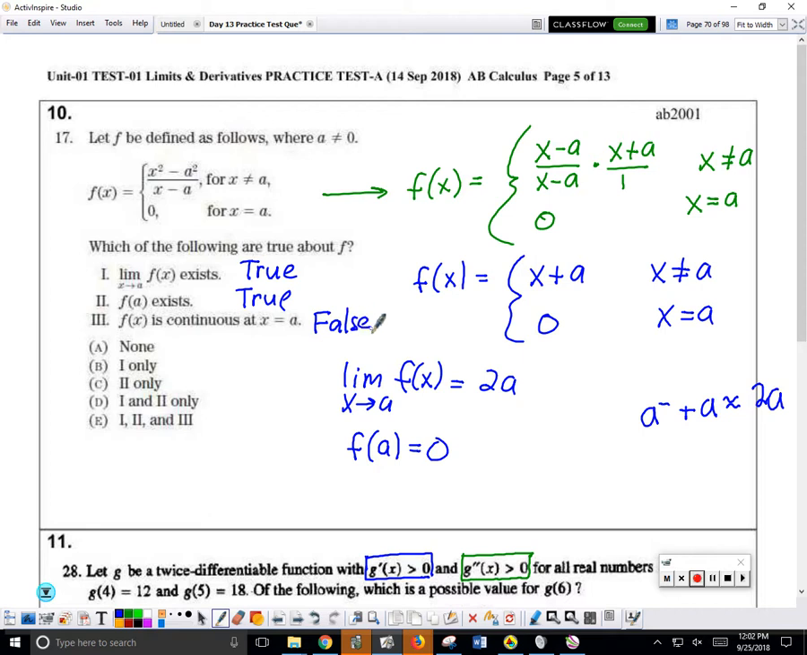But if it wasn't saying the function equals 0 at a, then it would be continuous, it would be just 2 times 0, because a is equal to 0. Oh, if a is equal to 0, then this becomes a true statement.